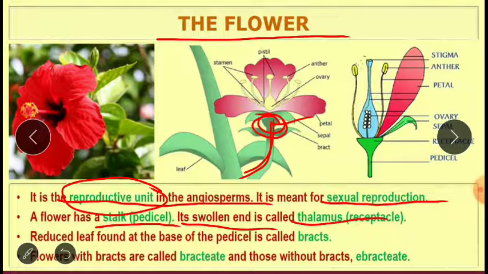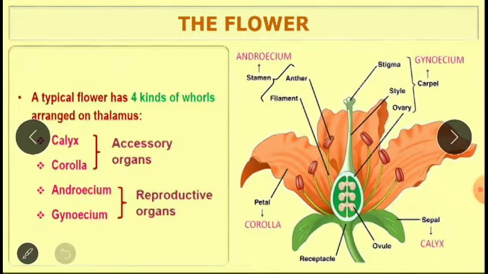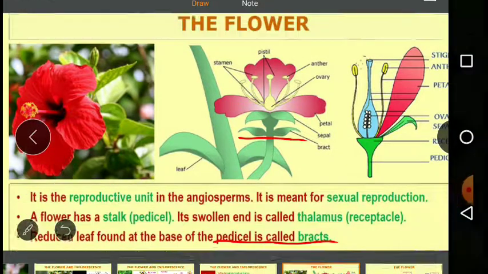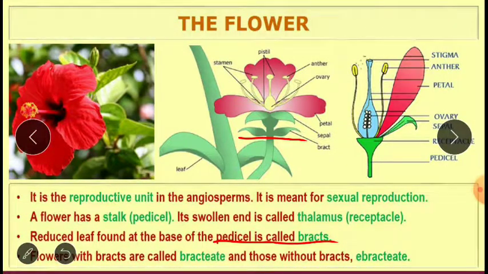Now here, certain reduced leaf-like structures are present at the base of the pedicel. Here you can see these are the reduced leaf-like structures, or you can say reduced leaves, present at the base of the flower.